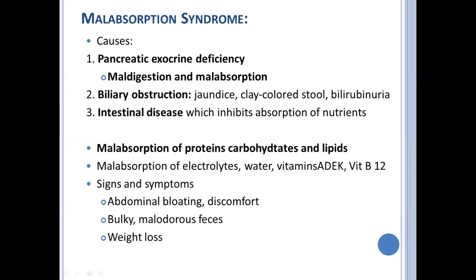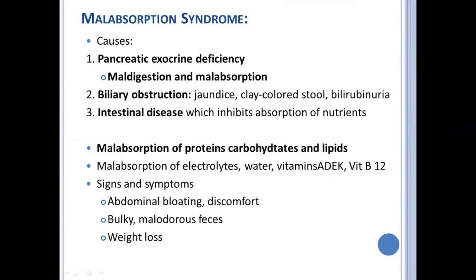And then, of course, another condition associated with malabsorption syndrome is the intestinal disease. So baka yung intestine hindi makapag-absorb. And we are going to go into that later. Mamaya aaralin natin ano ba yung mga sakit associated with this.